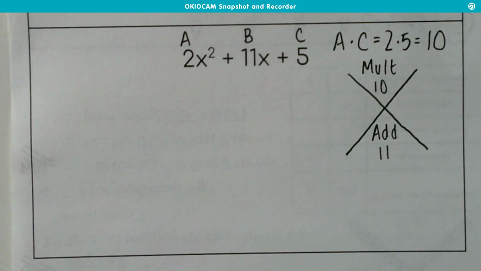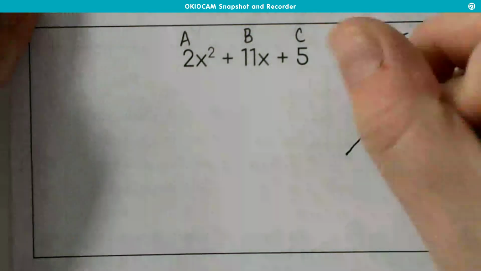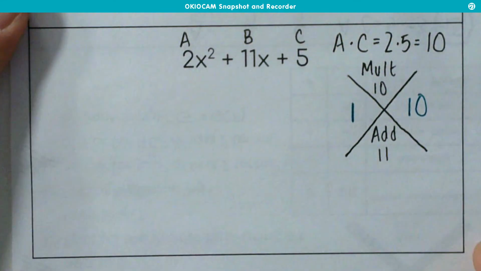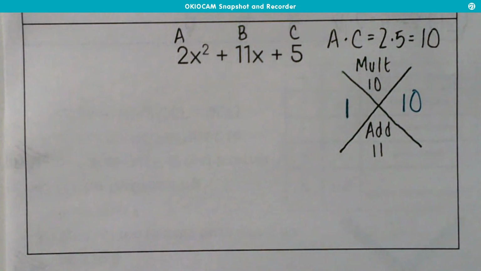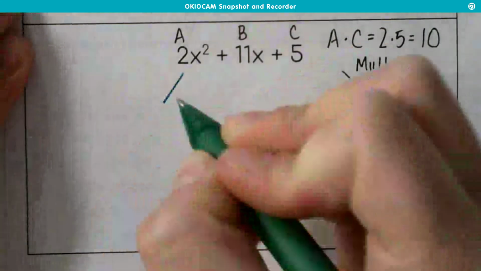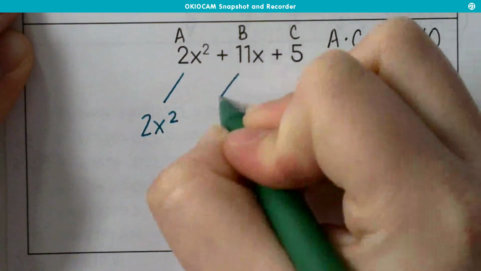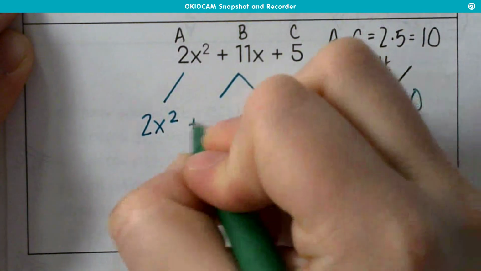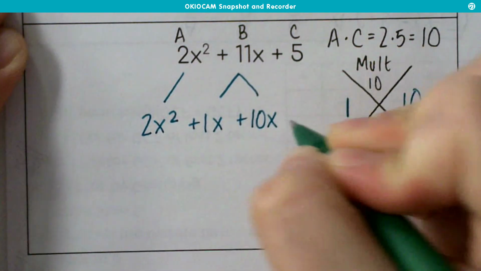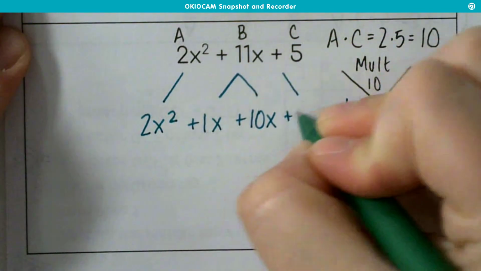What are my sets of numbers that multiply together to be 10? 1 and 10, and 2 and 5. Which of those add together to be 11? 1 and 10. So I'm picking 1 and 10. If we use our little table about positives and negatives on this one, we'll get told that if it's all positive, you're going to just keep everything positive. Okay, and then I can go ahead and split this. So 2x squared stays the same. 11x splits up into 1x and 10x. And I still have my 5.